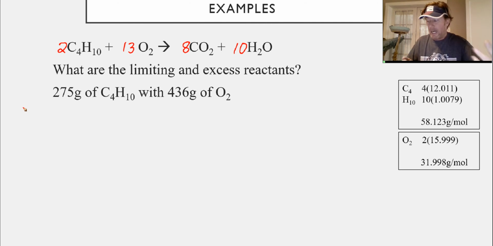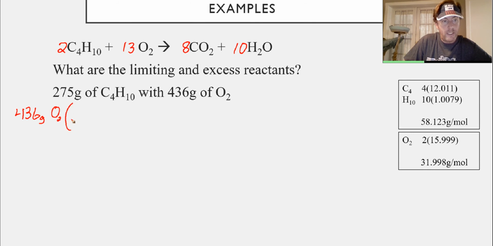So I'm going to start with the 436. Get my paper out here so I can do my numbers fast. 436 grams of oxygen. There we go. So first thing I've got to do is get rid of that oxygen, and I know it's 31.998 grams for every 1 mole of oxygen.